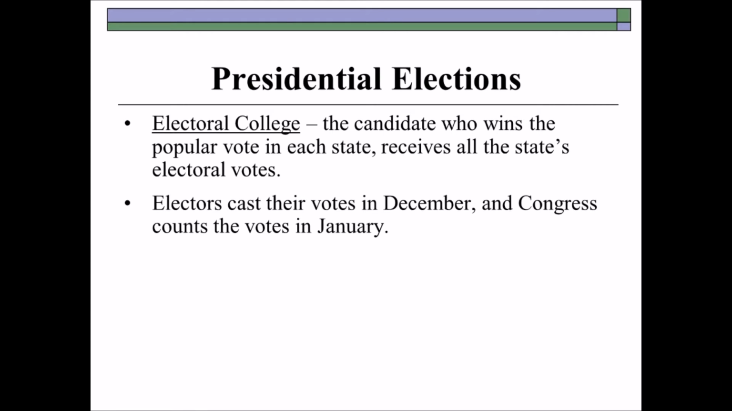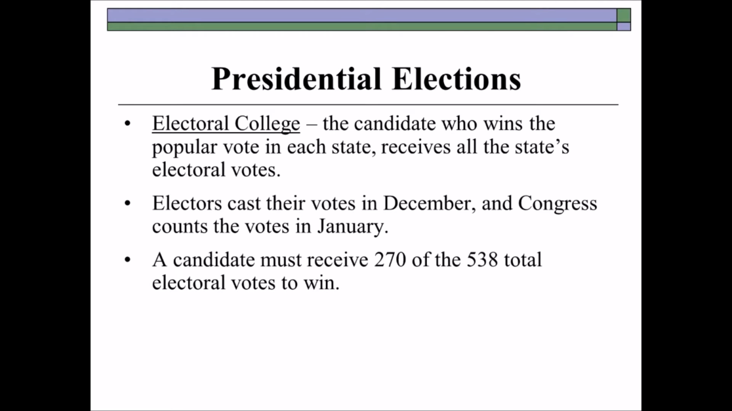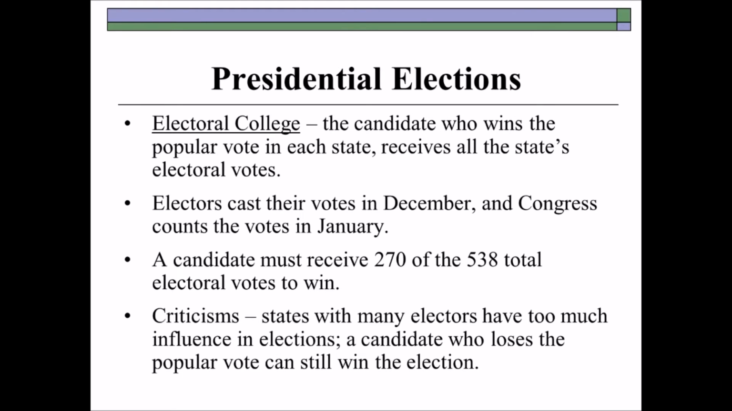Electors cast their votes in December. Remember, the election will be in November. And then the votes are counted in January. A candidate has to get 270 votes out of the total of 538 to win the Electoral College and therefore win the election. Here's the big criticism. States with a whole lot of electors have way too much influence over the elections, and candidates who lose the popular vote can still win the election.